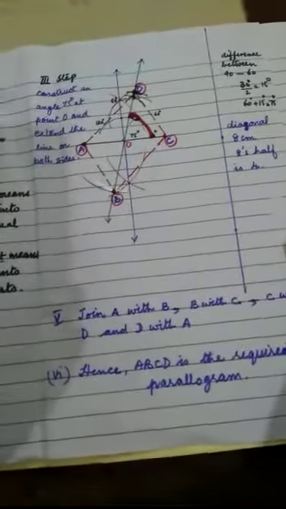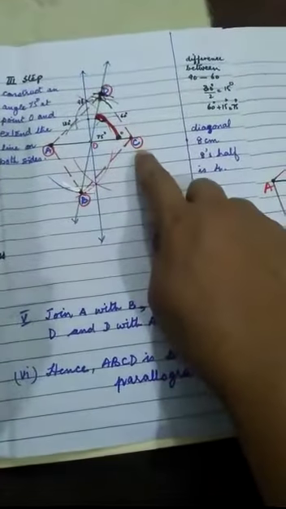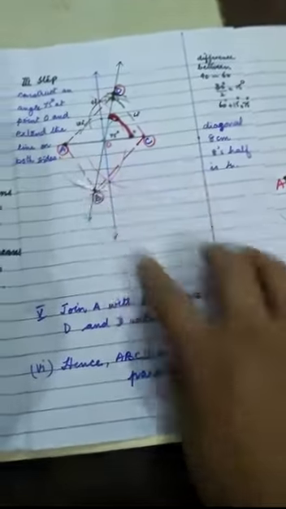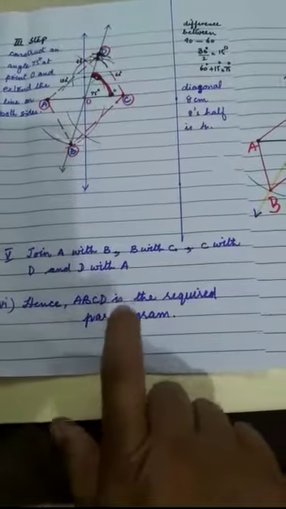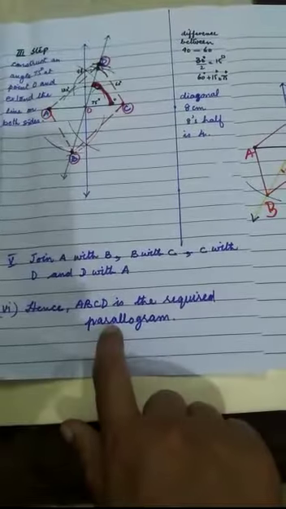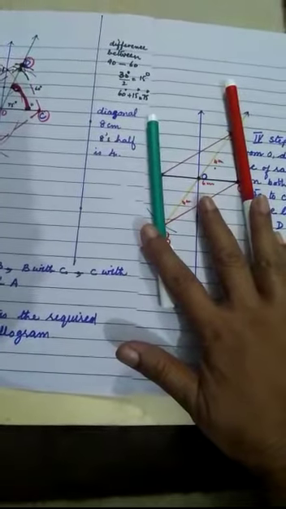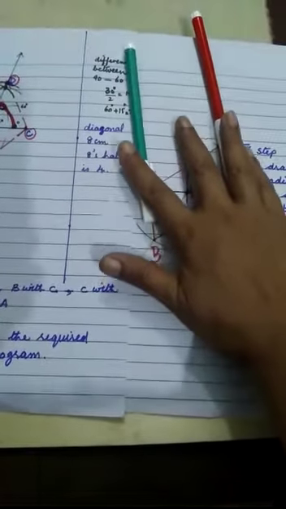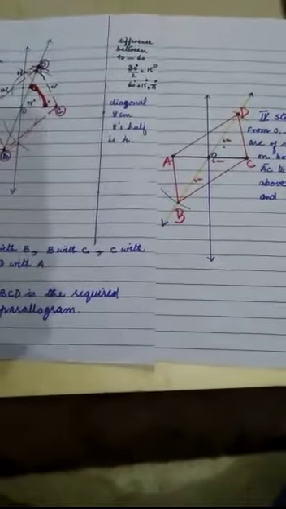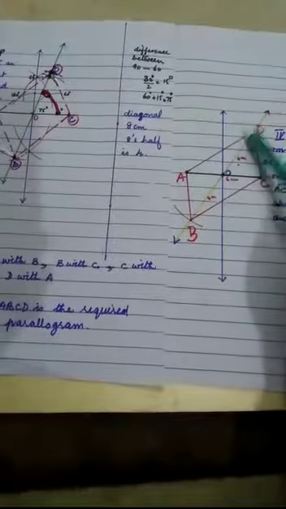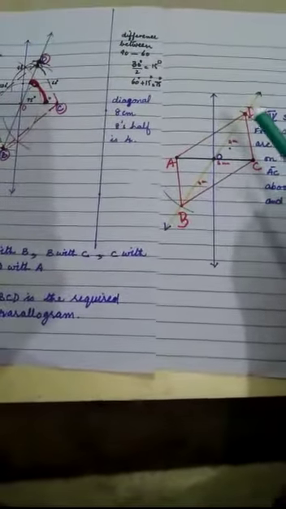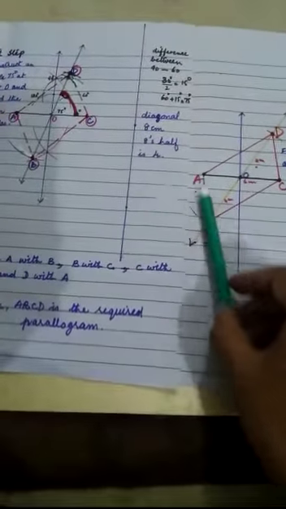Now I have joined A to B, B with C, C with D, and D with A. And hence I have the required parallelogram ABCD. Now by looking at this, if you keep your marker over here and move these markers in a proper direction, they won't meet. Have a look, they are moving parallel as railway tracks move parallel. So BC is parallel to AD, and AB is parallel to DC, and they are moving side by side. They do not meet at any point.